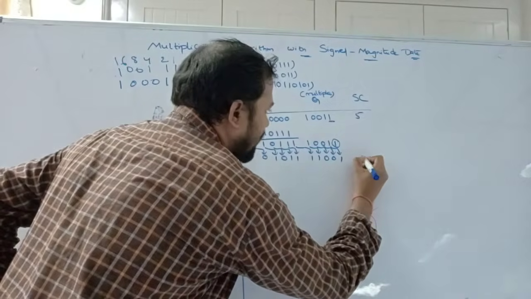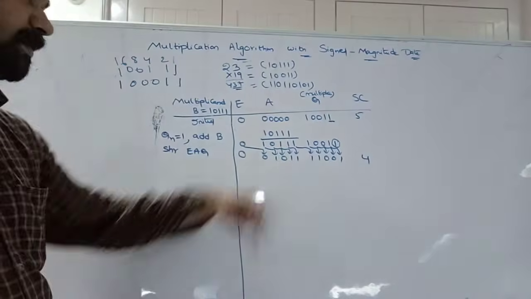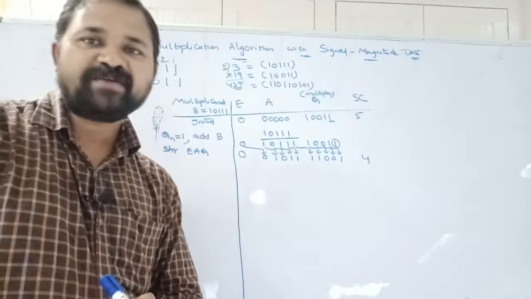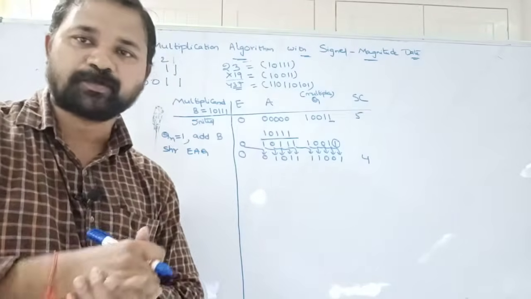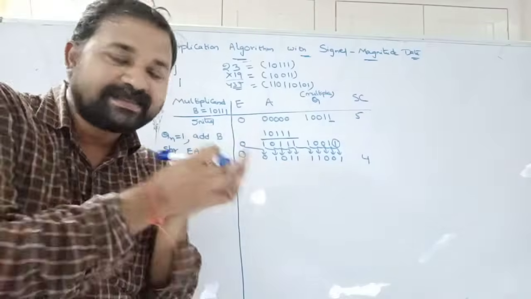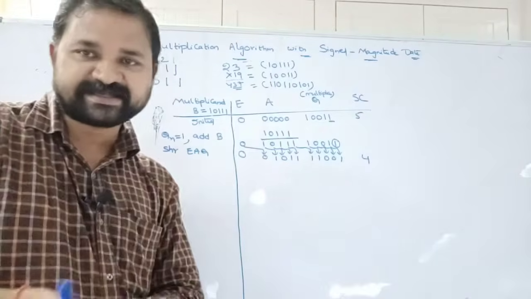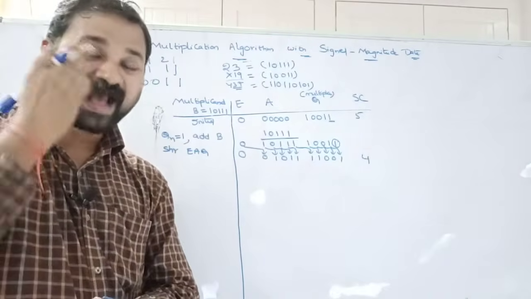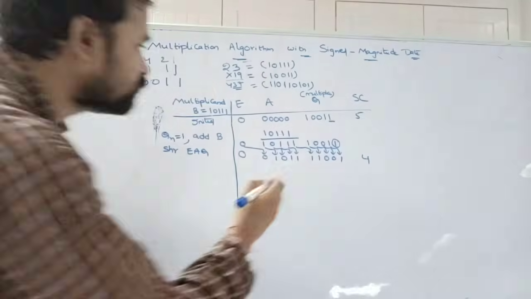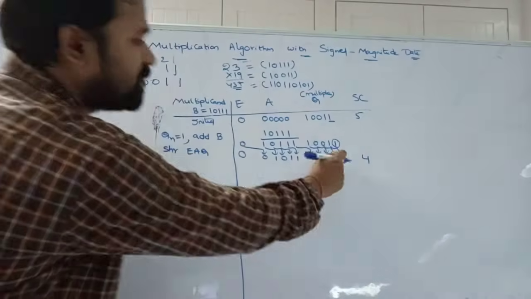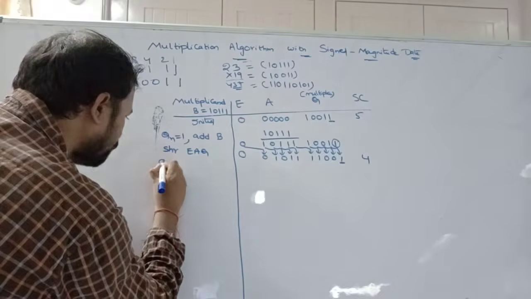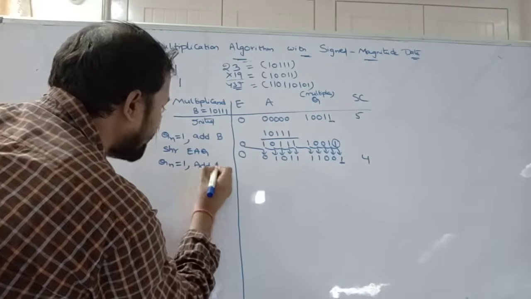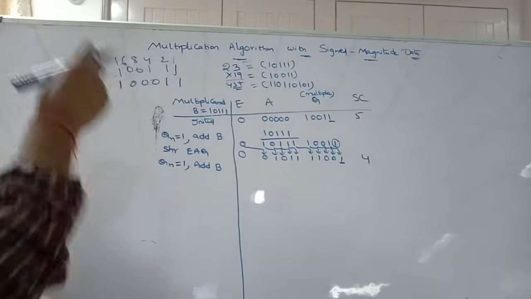After that we have to decrement the sequence counter. Previously sequence counter value is 5. After decrementation SC will become 4. Now we have to check whether it is not equal to 0 or equal to 0. If sequence counter value is 0, then AQ contains the corresponding result. But here what is sequence counter value? 4. So 4 is not equal to 0. So we have to perform the repetition. So once again we need to check the value of the Qn. So what is the value of the Qn? 1. So the value of the Qn is 1. So if the value of the Qn is 1, then what we have to do? We have to add multiplicand to the partial product, to A.